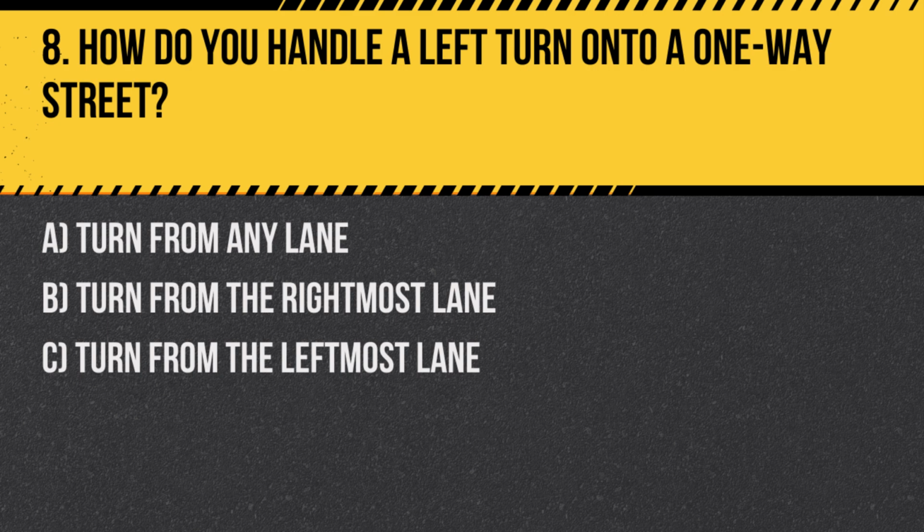Question 8. How do you handle a left turn onto a one-way street? A. Turn from any lane. B. Turn from the rightmost lane. C. Turn from the leftmost lane. Answer. C. Turn from the leftmost lane. Always make left turns from the leftmost lane unless otherwise marked.